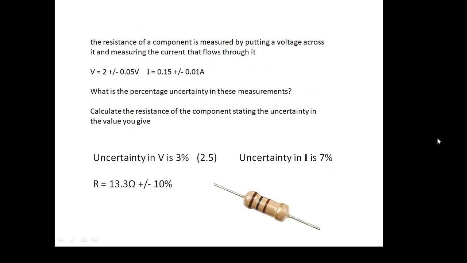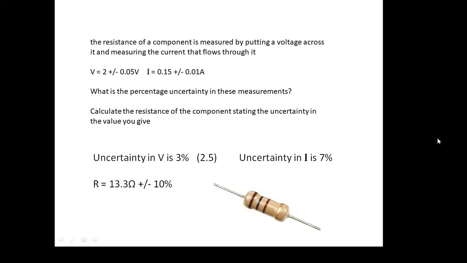Here's another example. The resistance of a component is measured by measuring voltage and current. The voltage is 2 plus or minus 0.05 volts. The current is 0.15 plus or minus 0.01 amps. What's the percentage uncertainty in those? Calculate the resistance of the component, stating the uncertainty in the value you give.